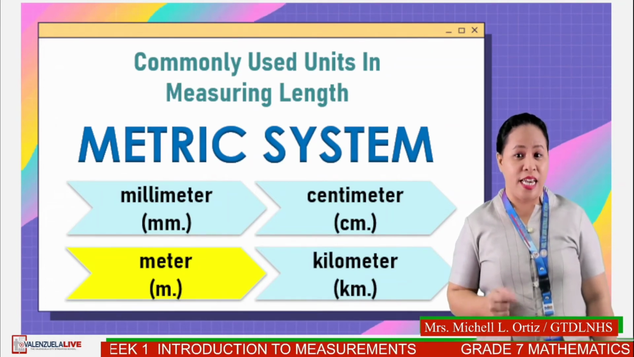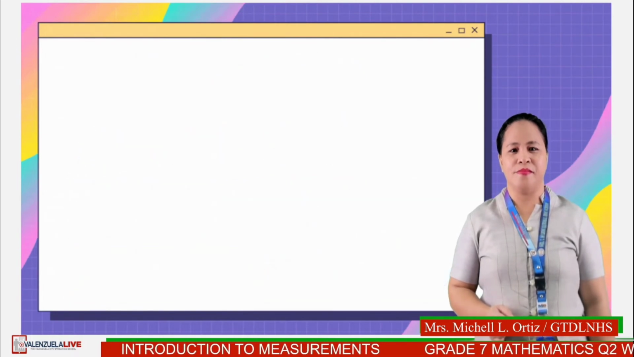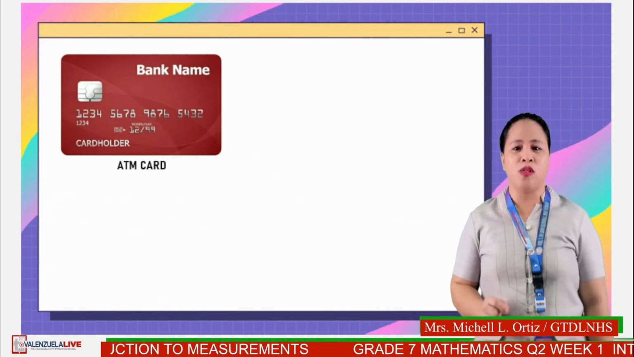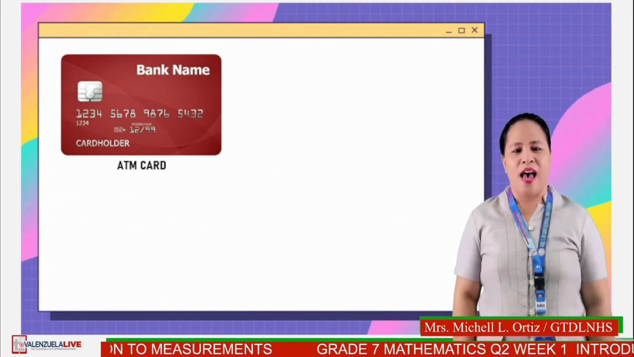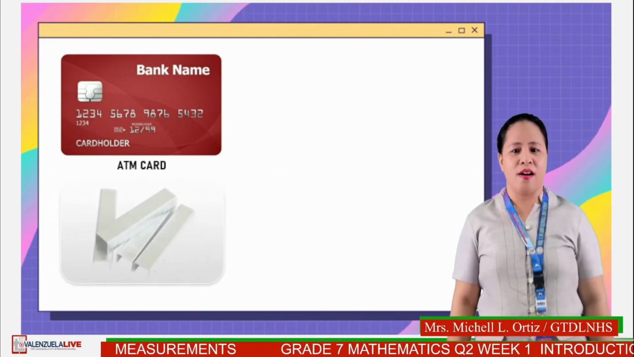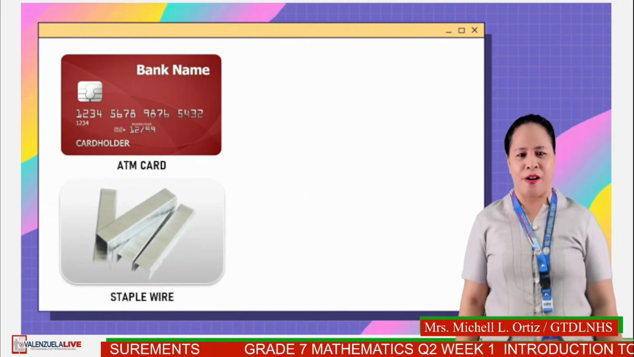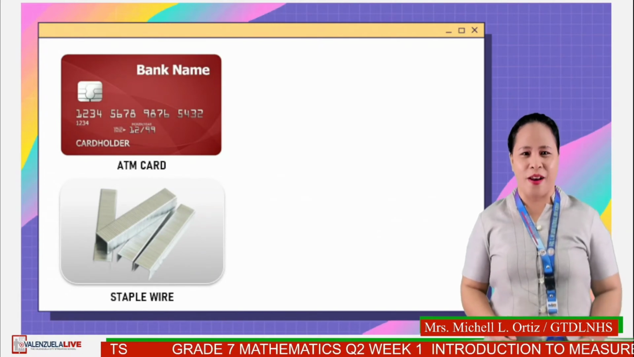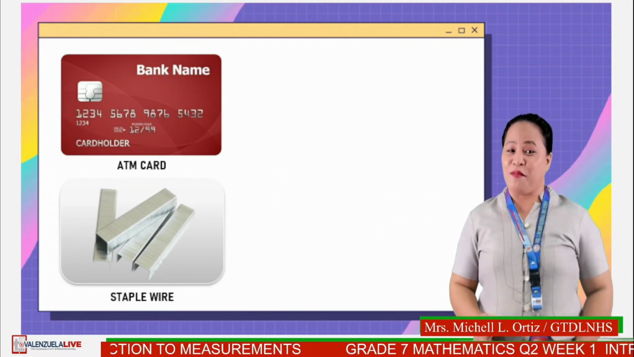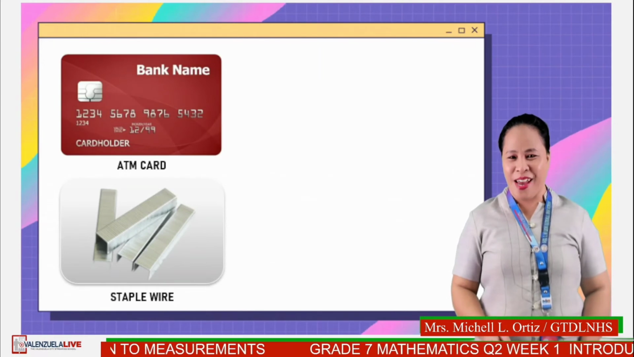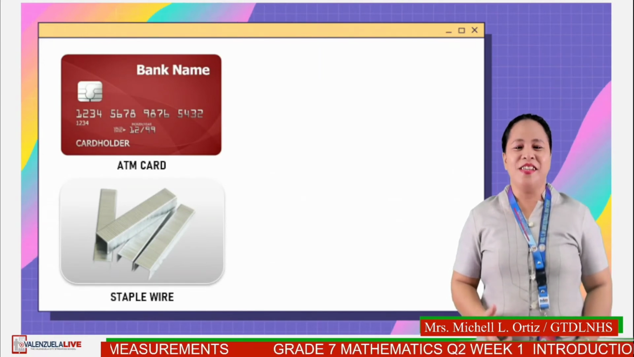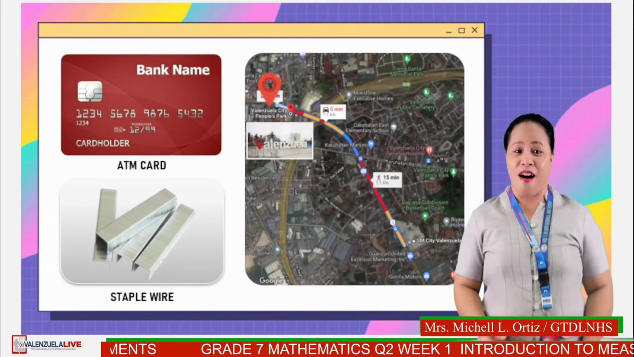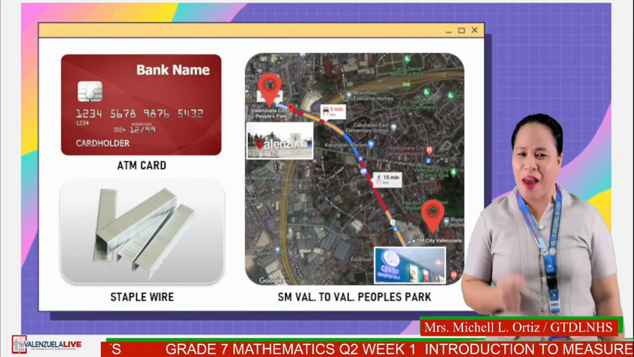Have you seen an ATM card? The thickness of an ATM card is about 1 millimeter. A staple wire has a length of 1 centimeter. And how about a kilometer? How long is 1 kilometer? Have you been to SM City Valenzuela? What about the Valenzuela People's Park? They are approximately a kilometer apart.